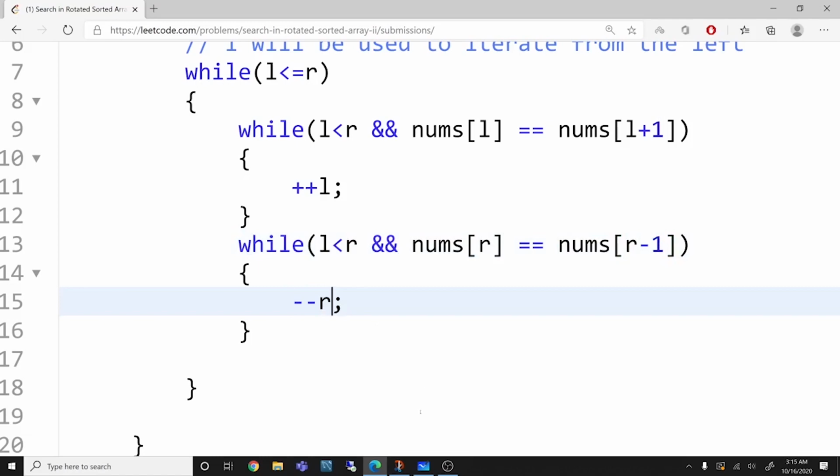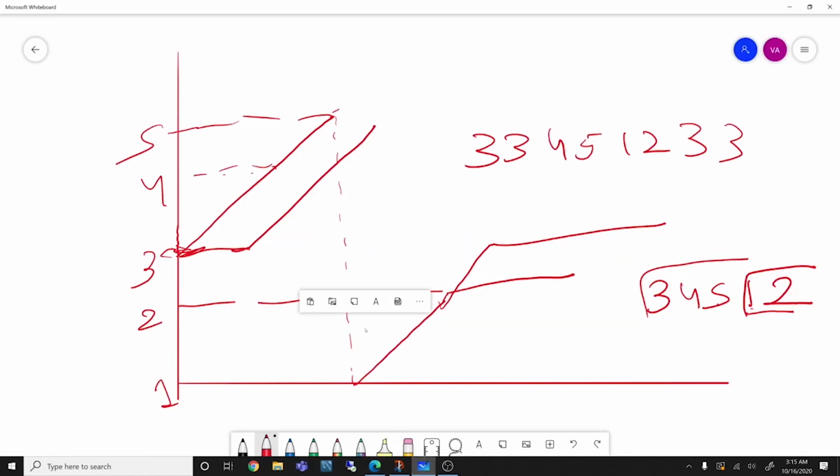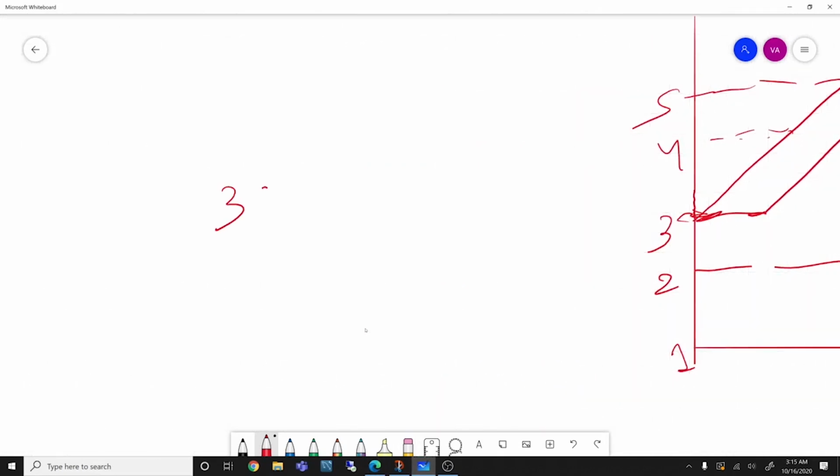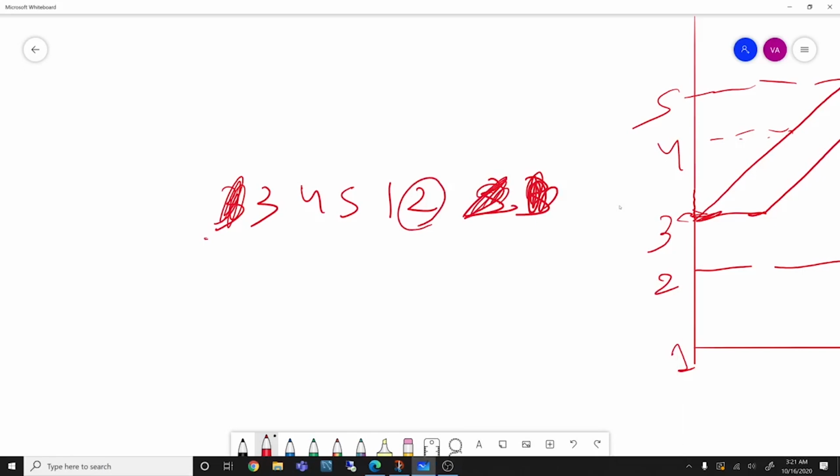So what is this part doing? Let's understand. For an input like I discussed, 3, 3, 4, 5, 1, 2, 3, 3, it will remove this 3 and this 3. I will definitely leave at least one instance of the element at the end and at the beginning, because that could be our potential target. But what if this was simply 2? In that case, I'll still have to remove this element and keep this element.